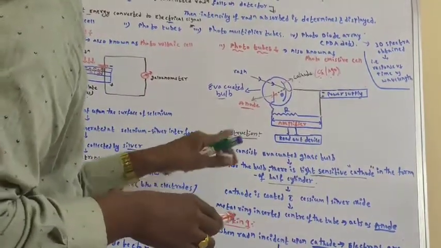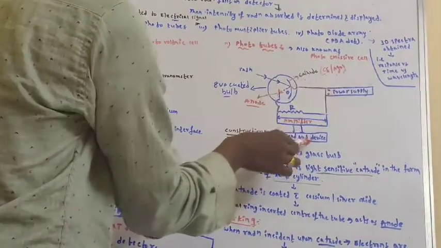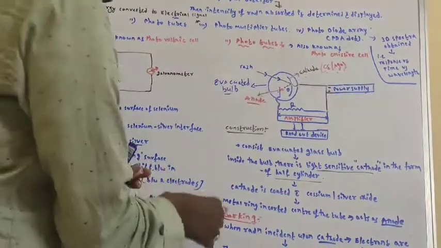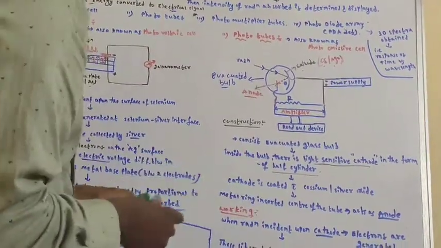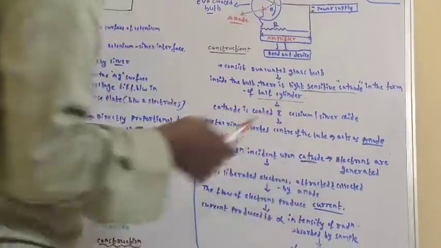This is about construction, and it also consists of an amplifier, a read output device, and a power supply. This is phototube construction. Let's see the working principle of phototube. Whenever radiation is incident upon the cathode, electrons are generated.